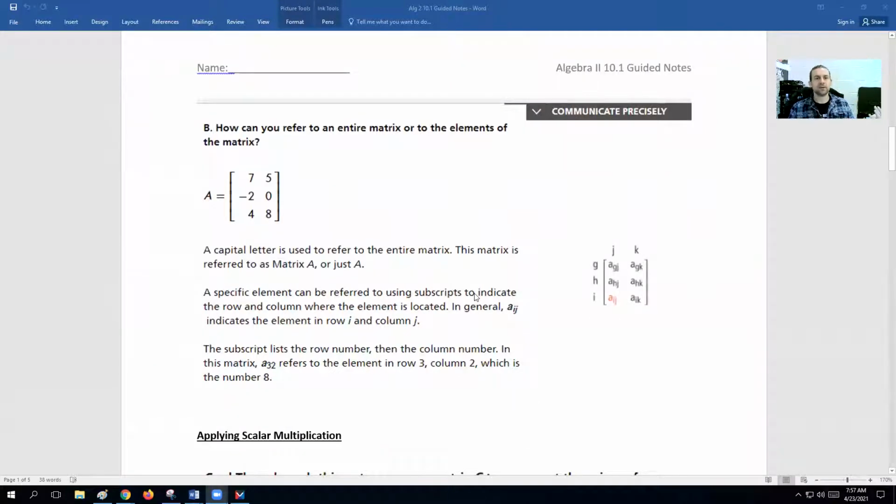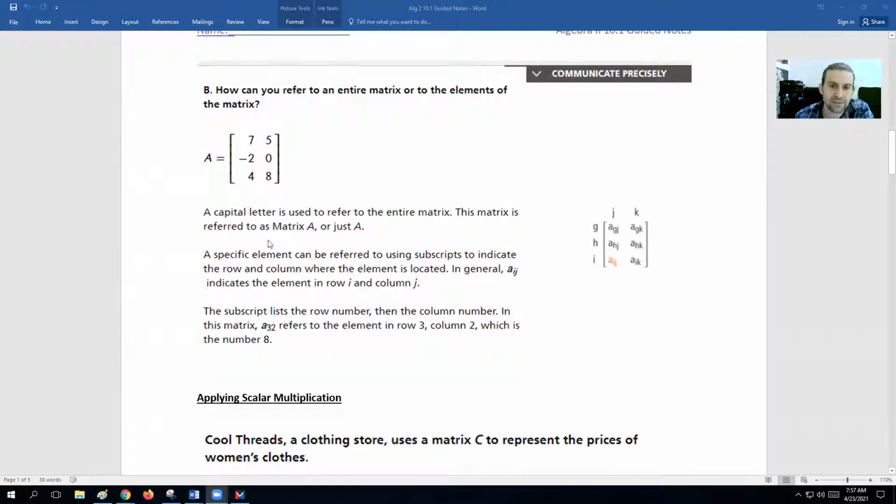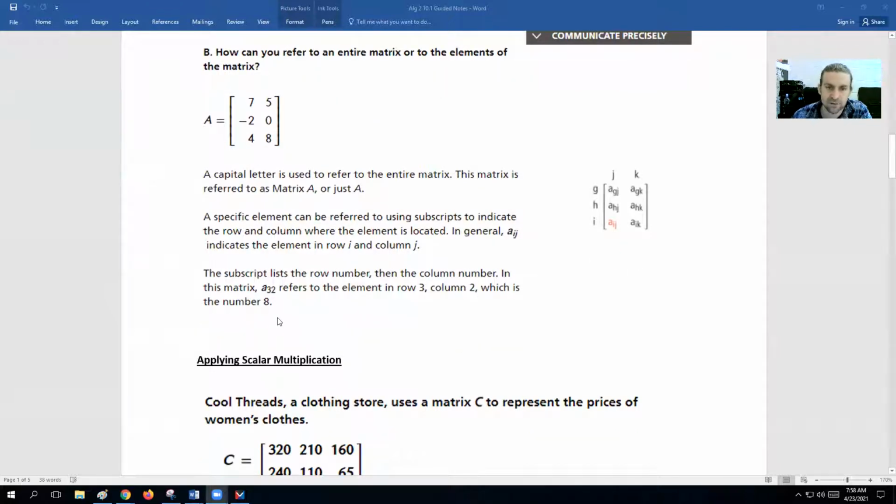Okay, so this is how we can refer to an entire matrix or the elements of a matrix. Typically we call a matrix by a capital letter, so we could call this matrix A. A specific element can be referred to with subscripts to indicate the row and column where the item is located. In general, we say A sub ij, which would be matrix A, row i, column j. Here's row i, here's column j, that's in that spot.